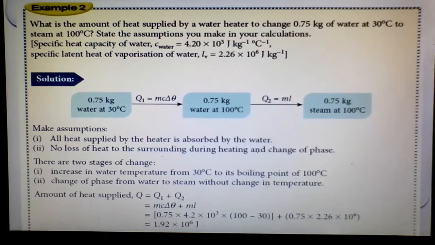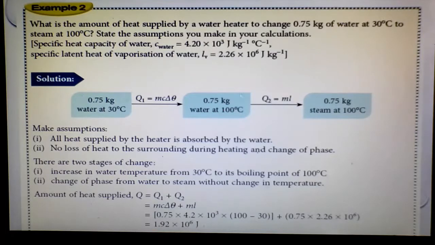Okay, assumption made: all heat supplied by the heater is absorbed by the water. No loss of heat to the surrounding during heating and change of phase. There are two stages of change. Increase in water temperature, 30 to 100. Change of phase, water to steam, without change in temperature. So what we do, we just total up Q1 plus Q2. So Q1, mc delta theta, plus mL. So we substitute all the values. Then we get the amount of heat supplied is 1.92 times 10 to the power 6 joule.